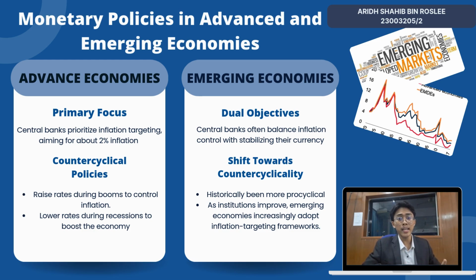However, this dual focus can limit flexibility. For instance, during economic fluctuations, emerging economies may need to prioritize defending their currency over stimulating growth, leading to slower recoveries. Next, advanced economies typically implement counter-cyclical policies, raising interest rates during economic booms to prevent overheating and lowering them during recessions to stimulate growth. This approach helps smooth economic cycles and maintain stability.